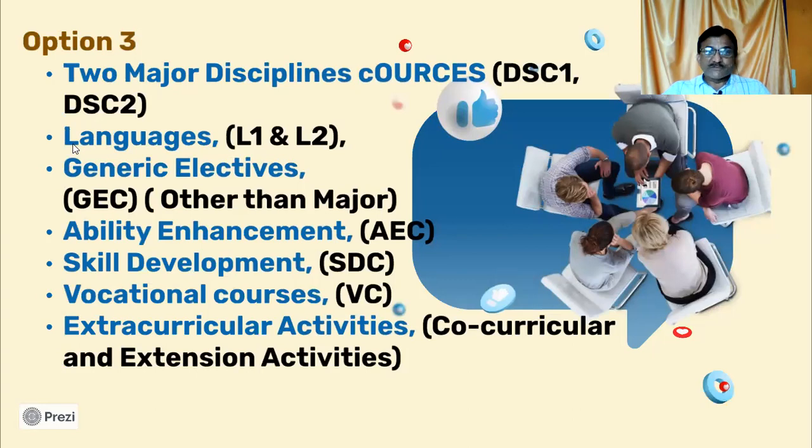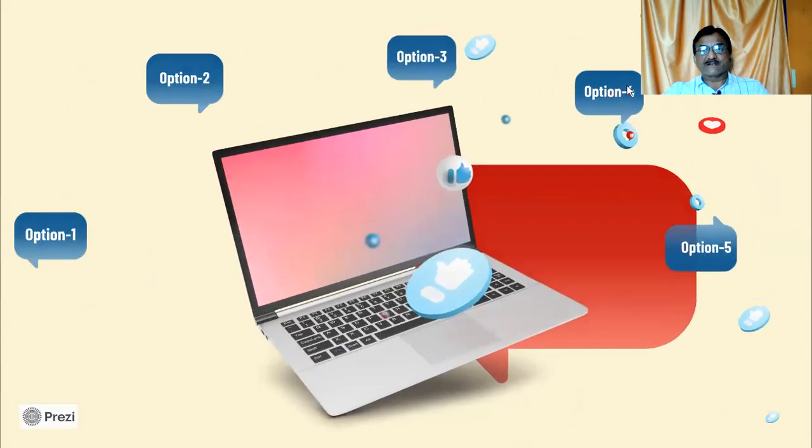Apart from this, students can choose the languages L1 and L2, generic electives other than the major, ability enhancement course, skill development course, vocational courses, and extracurricular activities. So these all come under option number 3, in which all these combinations of subjects are mentioned. Two major discipline courses are the focus point in option number 3, and the rest of the subjects will almost be the same as I explained in option number 1.